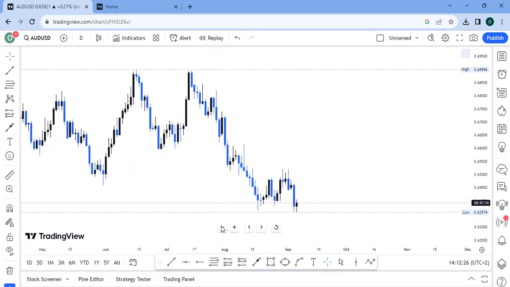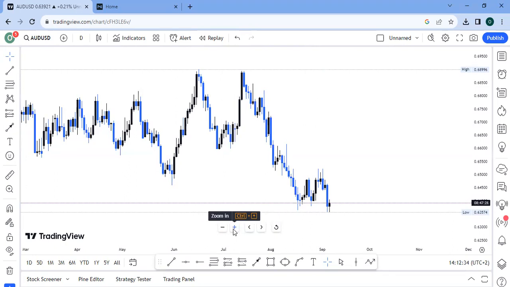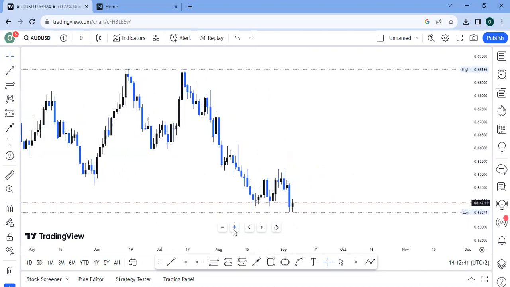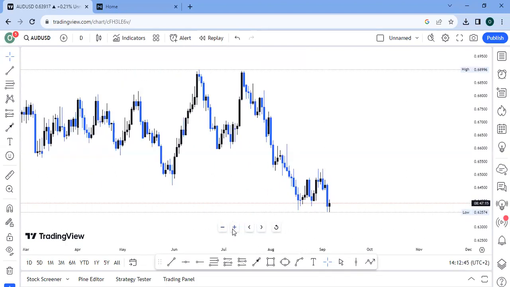Obviously I've already looked at DXY. If you know how I trade, then you should know that before I even trade USD pairs, I always look at my DXY, right? That just gives you the strength of the US dollar. So I'll just quickly run through this pair here.